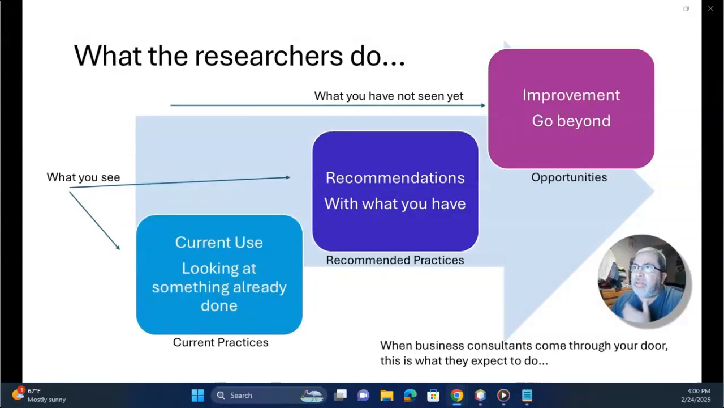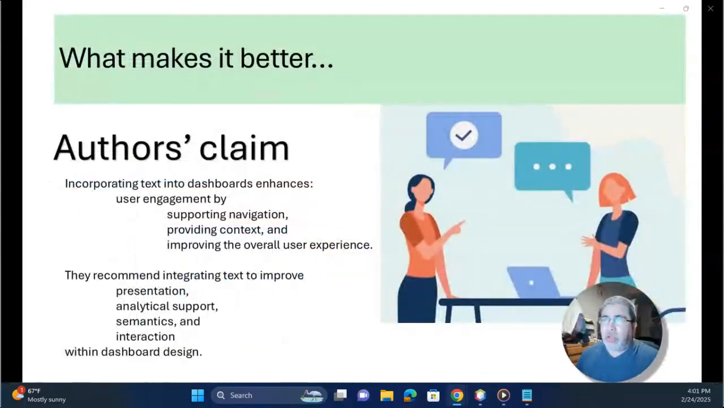And then to go beyond what is being done, researchers also identify opportunities. What we are going to see is the current usage, recommendations, and improvements to go beyond what is already being done. Very quickly, up to now, we have talked about the current usage. We say how a dashboard is made up of a bunch of gauges.